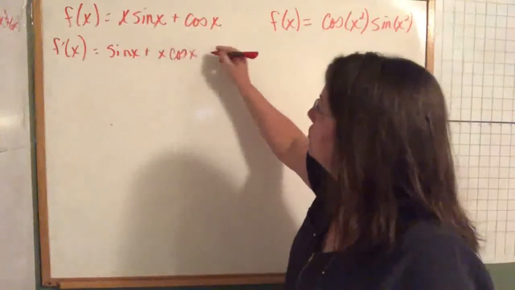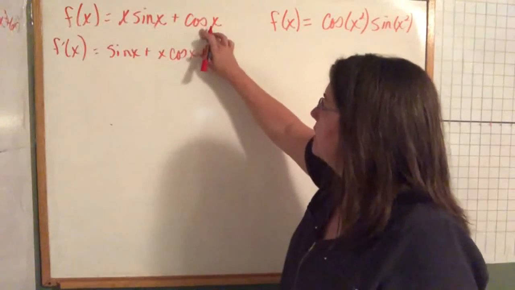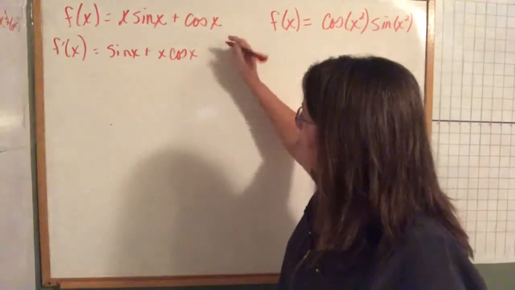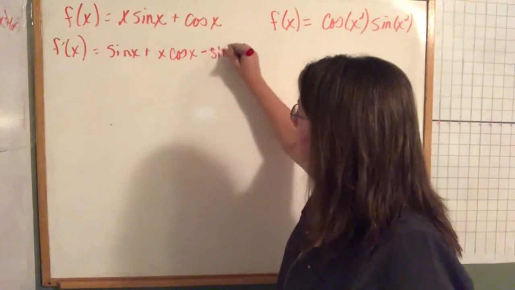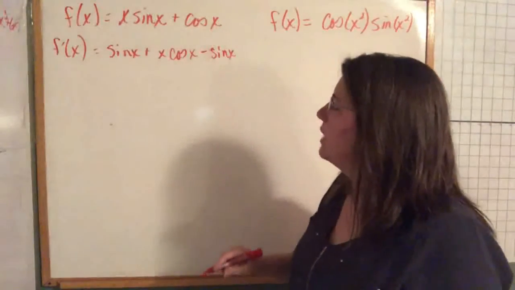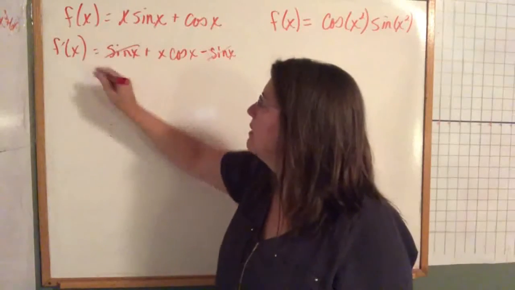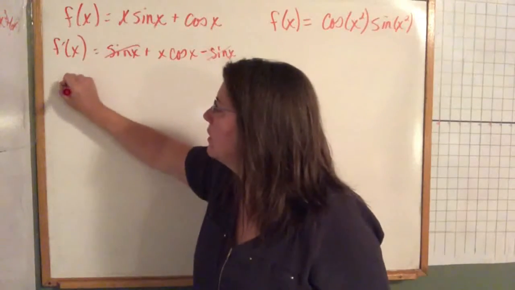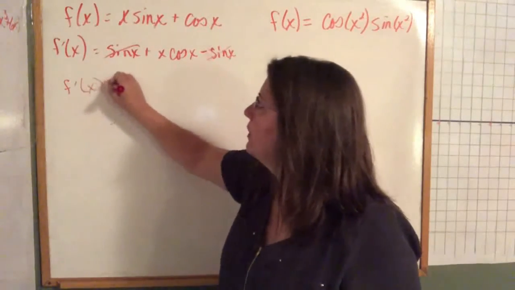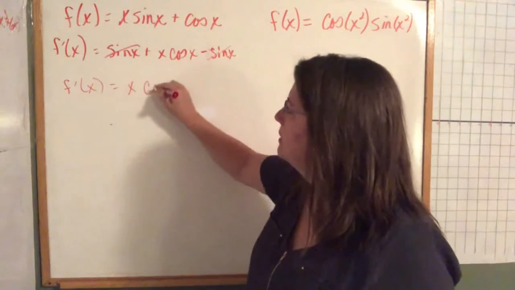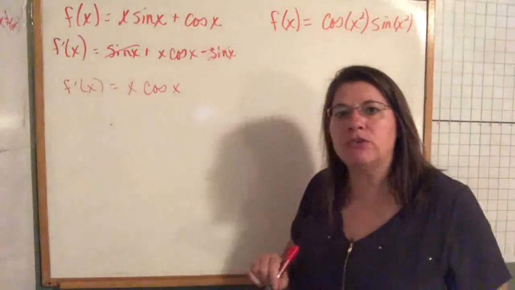And then we're going to add to that the derivative of cosine. Well, the derivative of cosine is negative sine, so instead of a plus, that's going to be a minus sine. And then if you look at what you've got there, don't the sine x and minus sine x cancel out? So that will just leave us with f prime of x equals x cosine of x. And that's all you can do there.